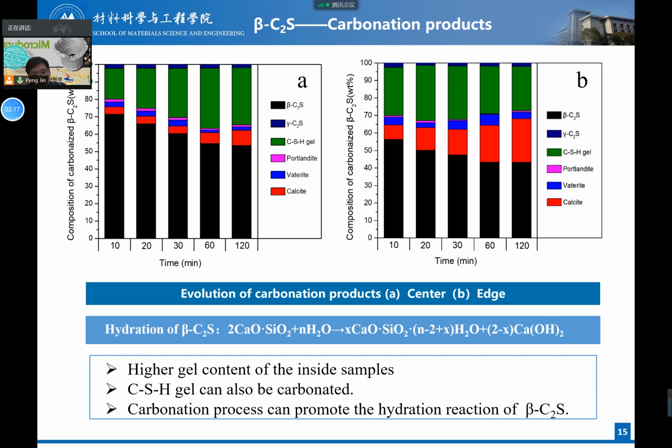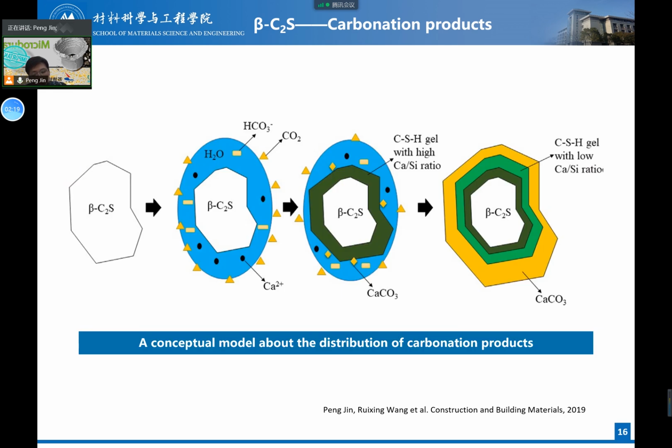Here is a conceptual model about the distribution of carbonated products, which could help to understand the carbonation process of beta-C2S. More detailed research can be found in this article.